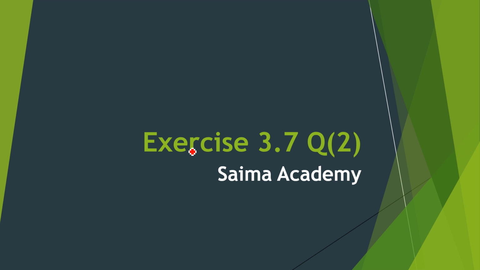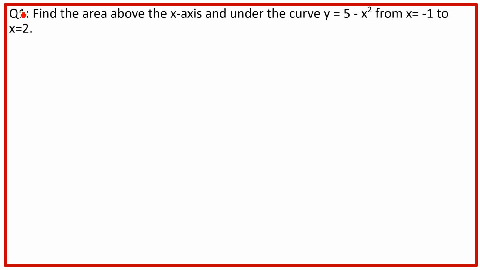In this lesson, we will discuss exercise 3.7, question number 2. The question is: find the area above the x-axis and under the curve y equals 5 minus x square, from x equals minus 1 to x equals 2. First of all, you have to clear your concept of what the question is.